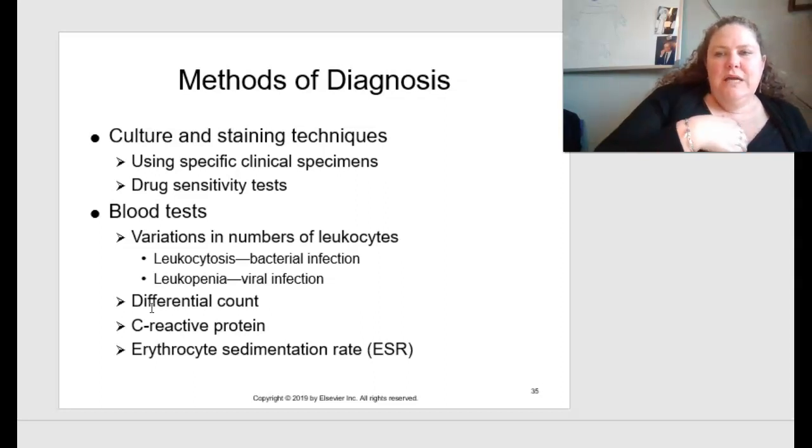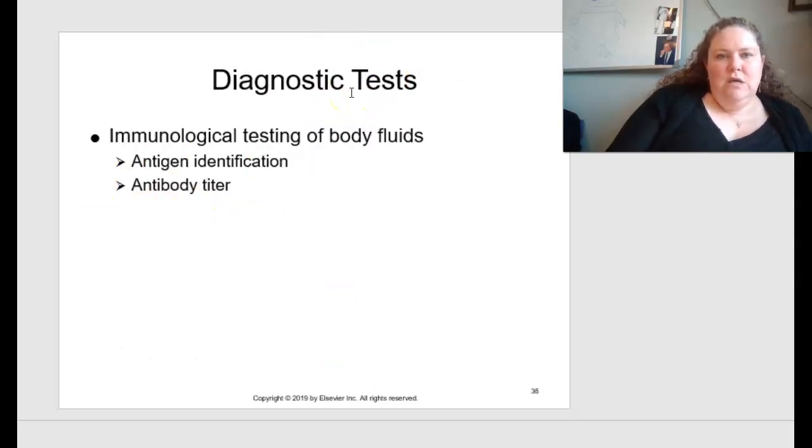You're going to use culture and staining techniques using specific chemical specimens and also drug sensitivity tests. Your blood test can show variations in numbers of leukocytes. The leukocytosis would be present in a bacterial infection, whereas leukopenia would be in a viral infection. You can do a differential count, a C-reactive protein test, or an ESR, which is an erythrocyte sedimentation rate. And these are all different blood tests to try and diagnose these infections.